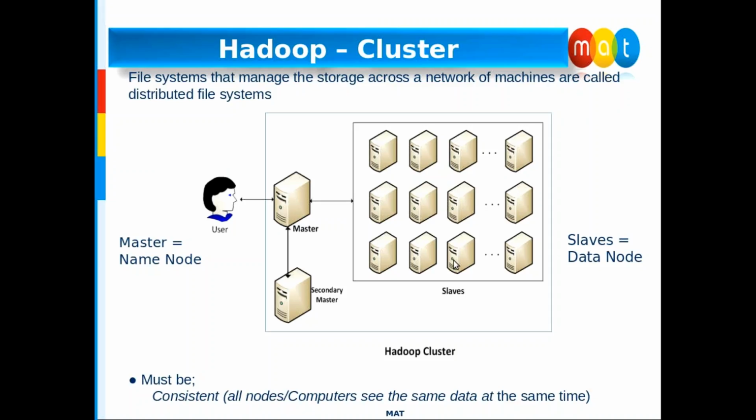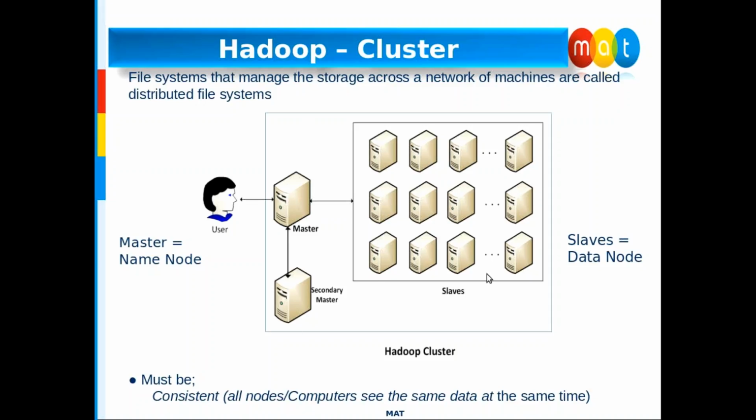But who will monitor all these slaves? Who will distribute the data? Who will distribute computations? Who will monitor computations? Who will collect all these results? We should have information about all these machines: how many machines are there, and how much data each machine is holding. For this we have a master. Master node, name node. When this fails, we have a backup, the secondary name node, secondary master.